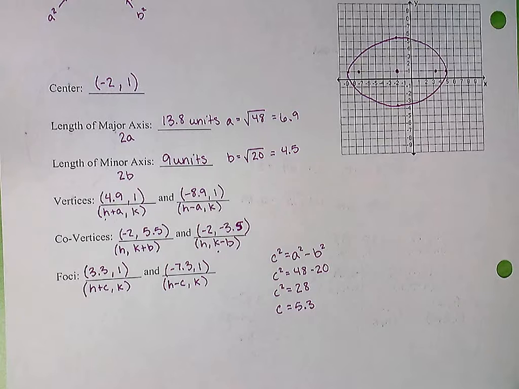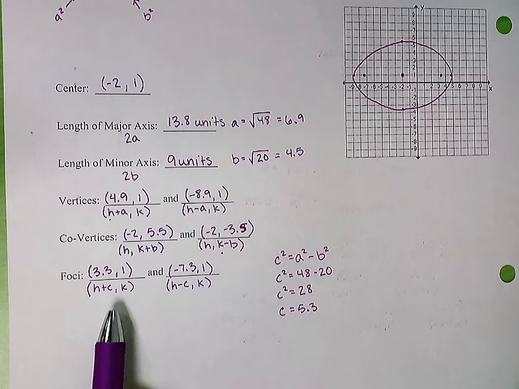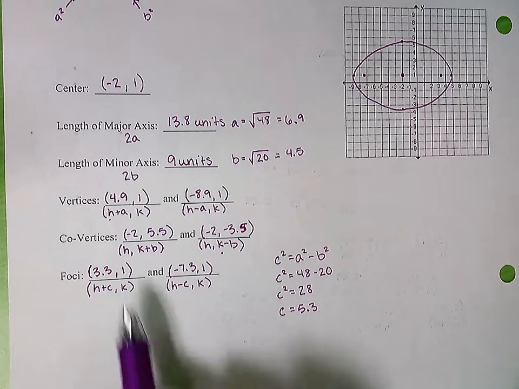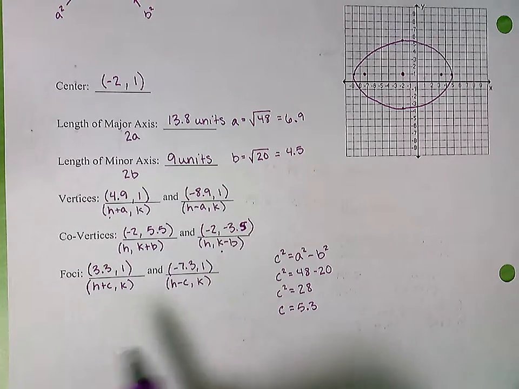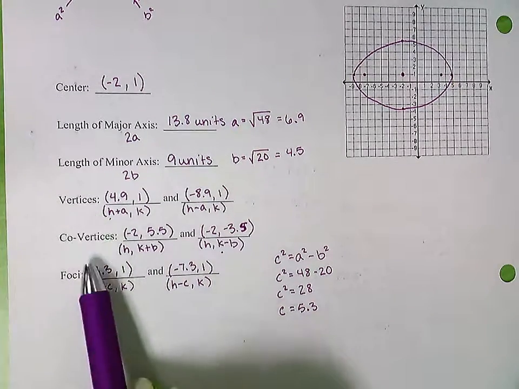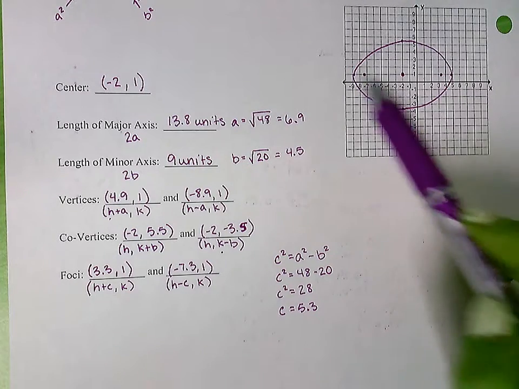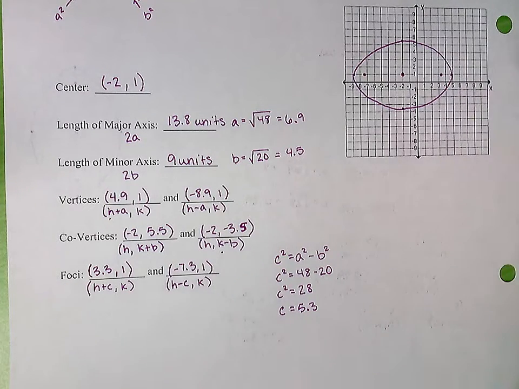What are the other points that you plot? The foci points? What are the ones before that? The co-vertices? Oh, okay. You for sure need to plot the vertices and the co-vertices in order to connect all of that together as an ellipse. Any other questions?